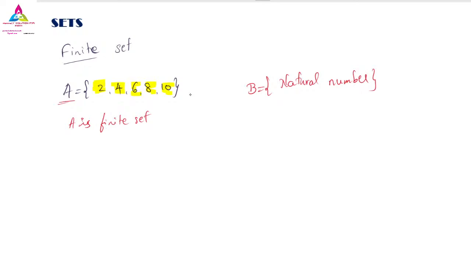So it is already known. Anyone who knows already can say: all the natural numbers, infinite or finite set? Yes, B is equal to natural numbers. This is an infinite set, because if you take the natural numbers starting from 1, so 1, 2, 3, 4 and 5, it will continue, it is not having an end, it is continuous, so it is called an infinite set. So set B is infinite.